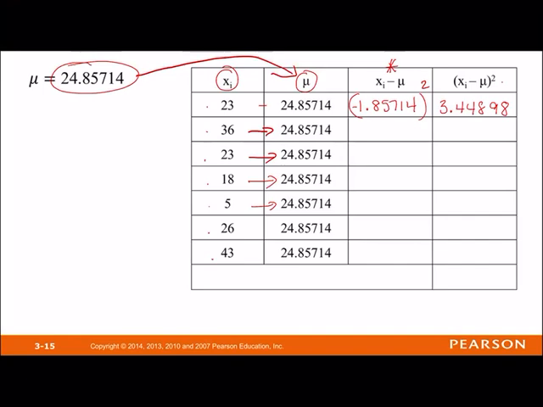The next slide has my chart completed. Again, I would take a second and complete this chart on your own before you go to that next slide. And again, something that's missing here on the bottom is the sum of your x's minus mu squared. To get this bottom piece, literally all you're doing is adding straight down that last column to get that number on the bottom.